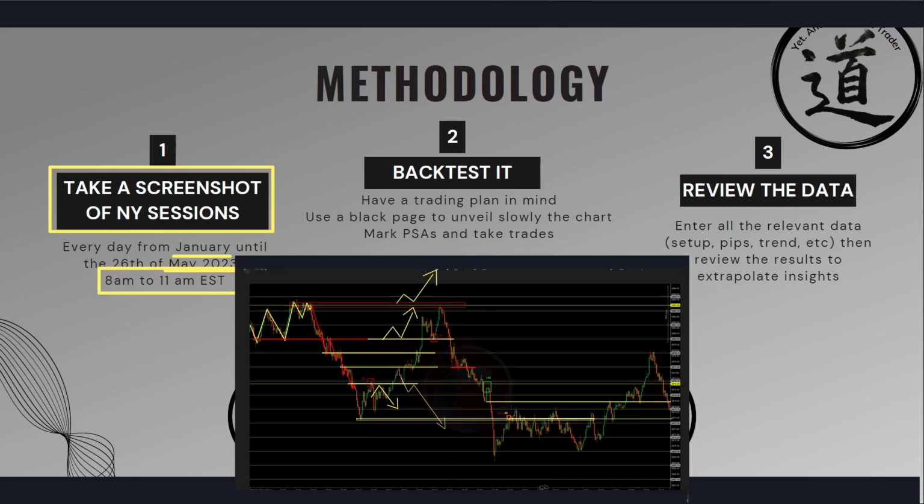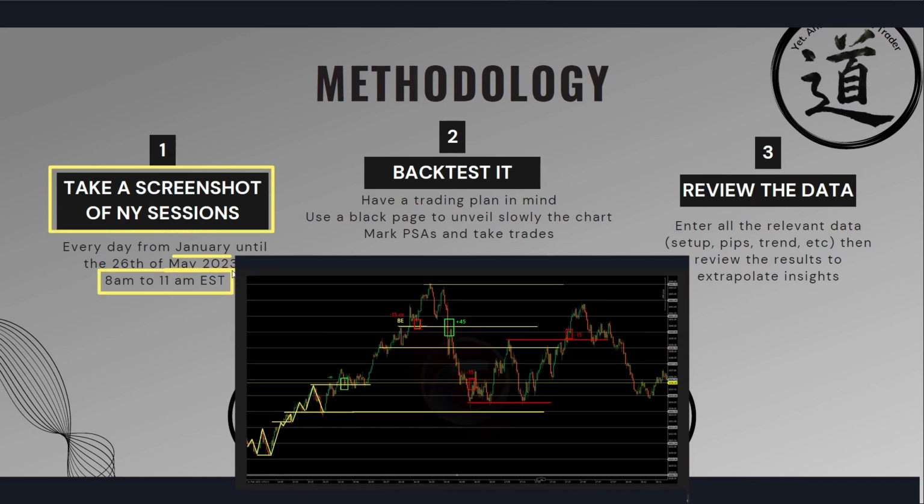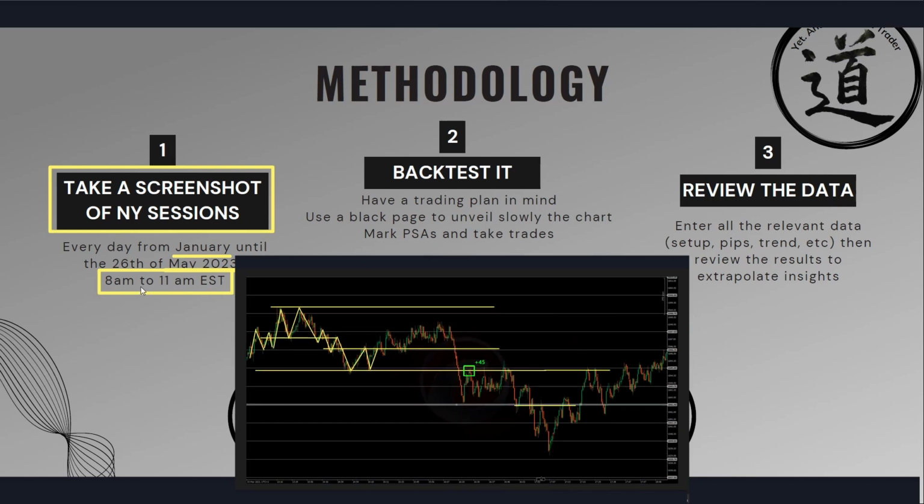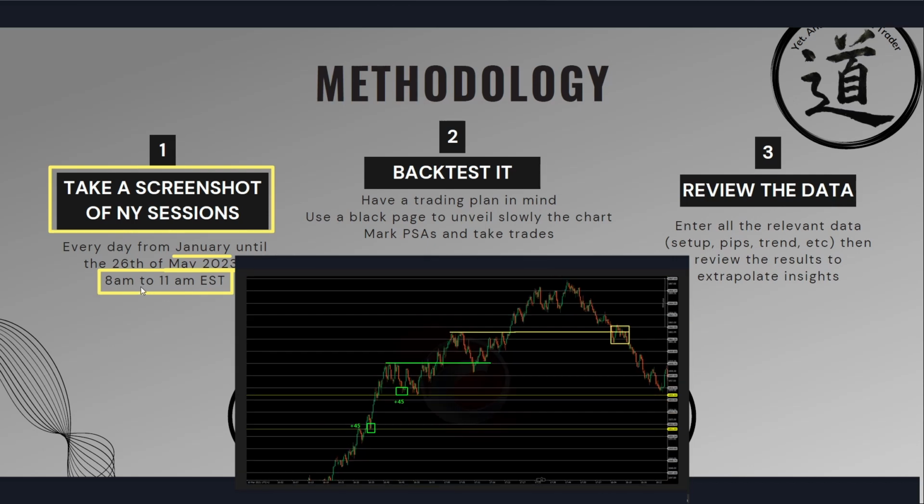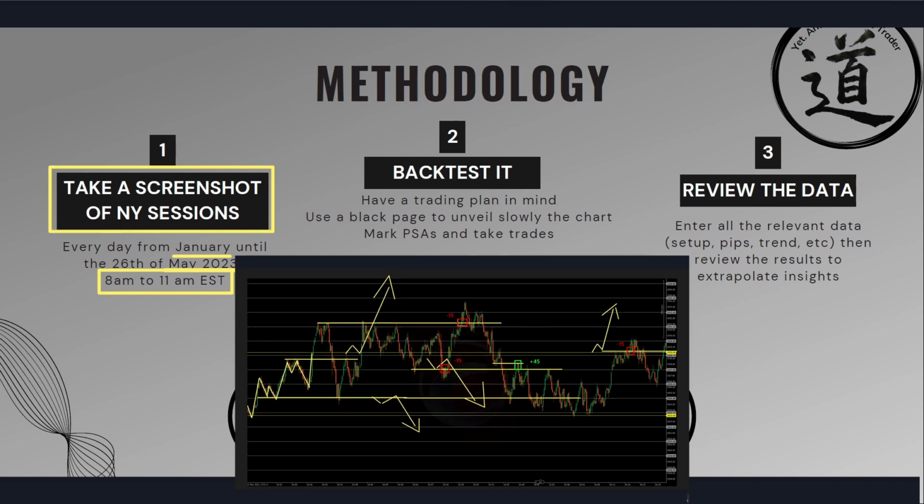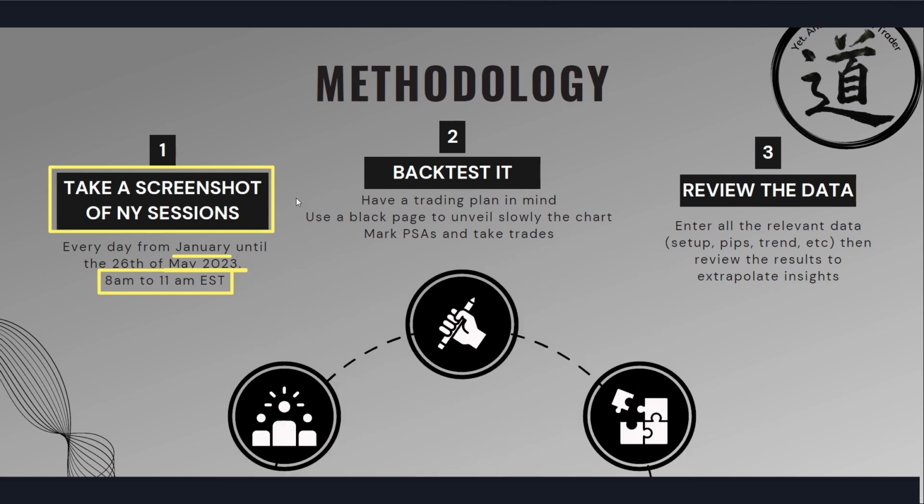The timing: I only trade during the New York session, so from New York open up until 11 AM, which is usually London close. Then what I did was backtesting it. So I have a trading plan in mind. I have a couple of setups, and then I was using a black page to unveil the chart slowly. I'm going to show you later. I'm also going to show you now a short clip.